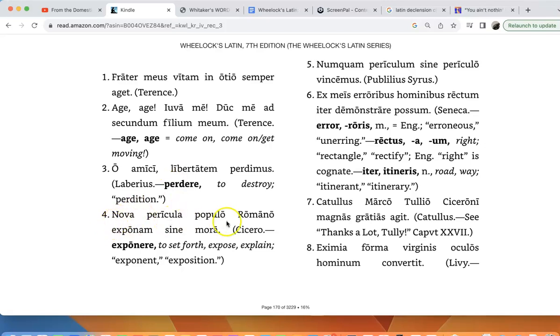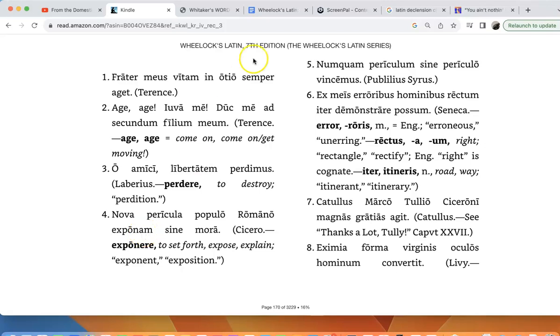Quatuor, nova pericula popula Romano exponam sine more. A little bit more challenging. So again, we need to look up the words, but once you do that, it probably is helpful to find the subject and verb, because that's what we're used to in English. So exponam, as in an exposition or exponent in mathematics, means to set forth or to explain.